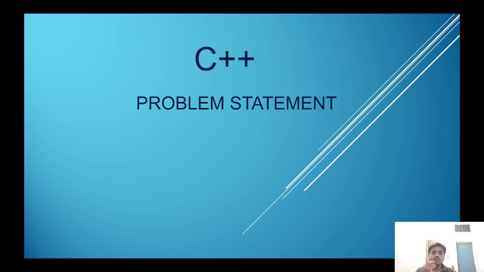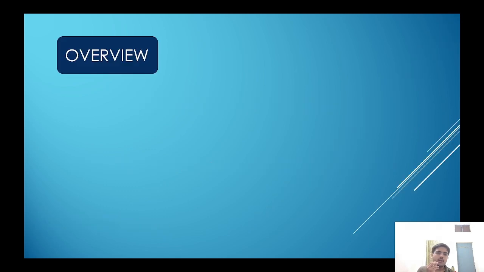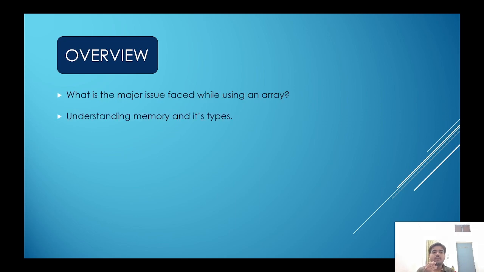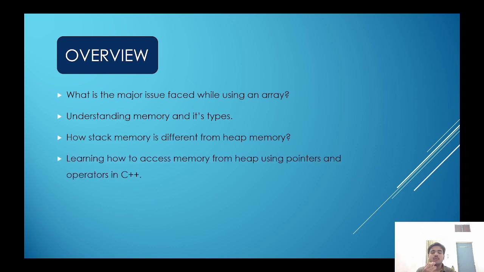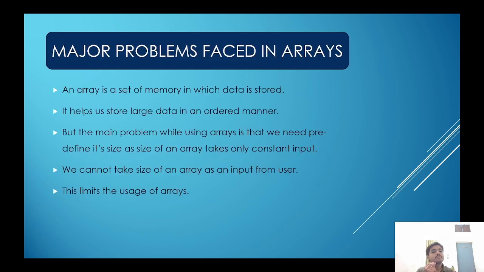Today I am going to discuss the problem statement to dynamically allocate memory to an array. So first we will look into the overview of today's discussion. What is the major issue faced while using an array? Understanding memory and its types. How stack memory is different from heap memory. Learning how to access memory from heap using pointers and operators in C++. Try to run a code in Microsoft Visual Community using an example of array and a 2D array.